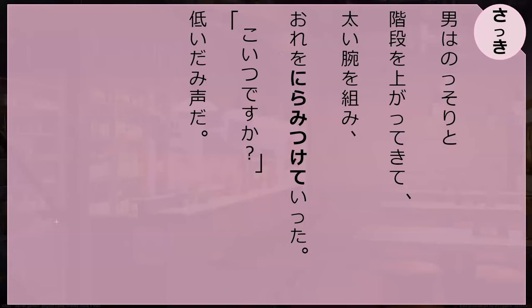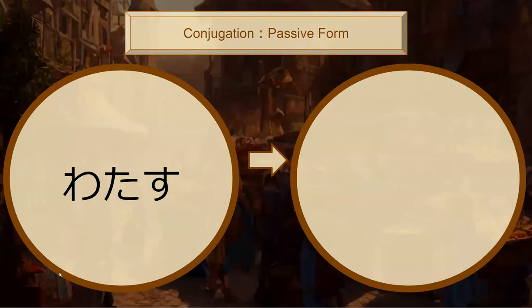What does niramu mean? Ore o niramu, niramitsukete. It's the glare. Yes, it is the glare. Nice. Niramitsukete, to glare at. What is the passive form of watase, to hand over? To have handed over. Watasareru. Perfect.